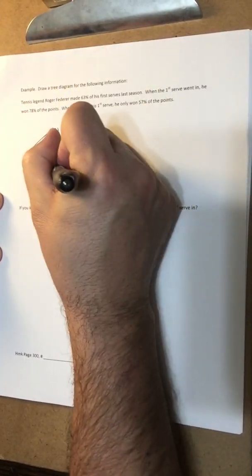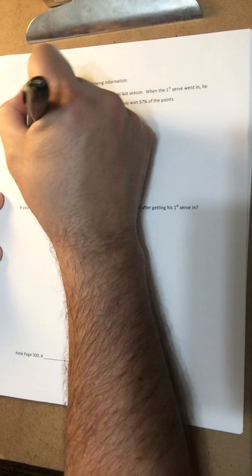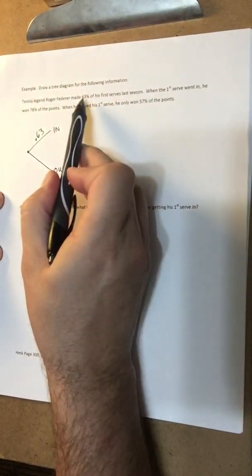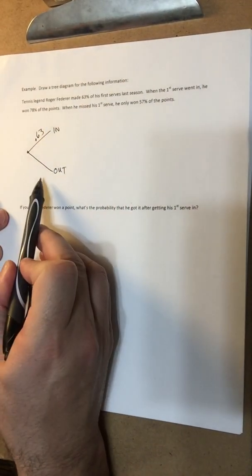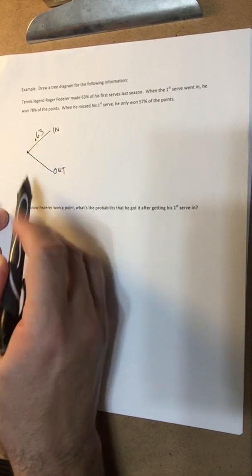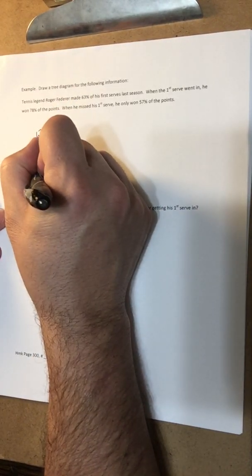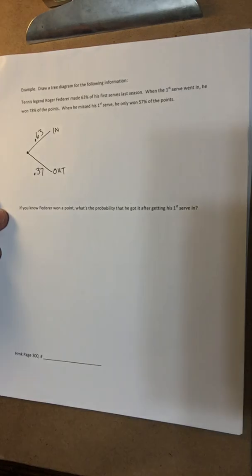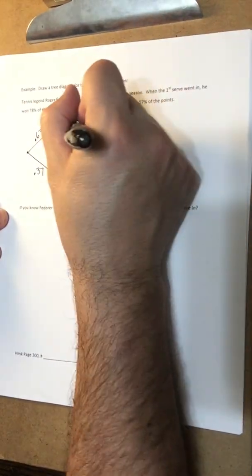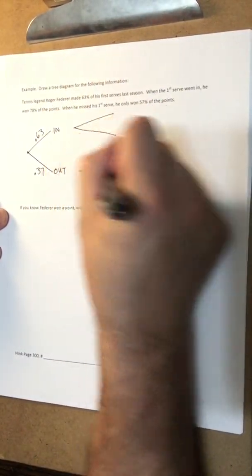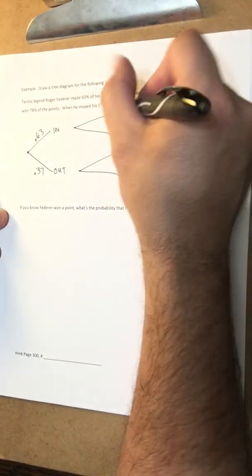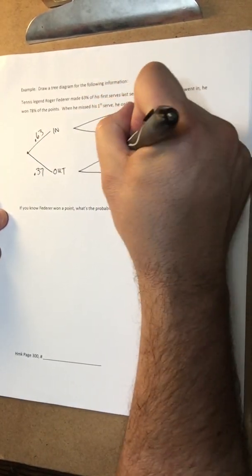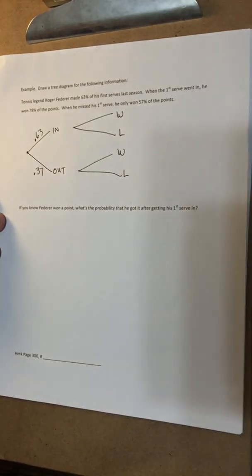It's in or it's out on his first serve. 63% of the time it went in. We have to do a tiny bit of math to figure this out. These two have to add up to 100 because they're the only two possibilities, so 0.37 for it going out. Okay, then I'm going to put this into two possibilities. He wins or he loses the point. So this is for a W, that's for a loss, that's for a W, that's for a loss.